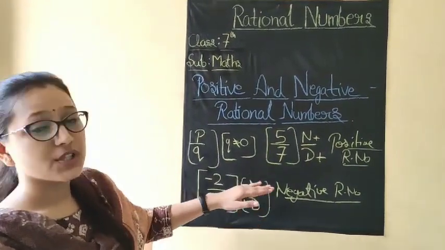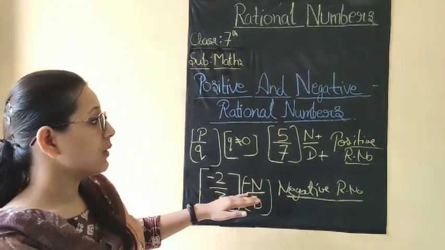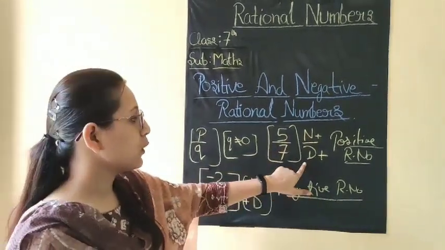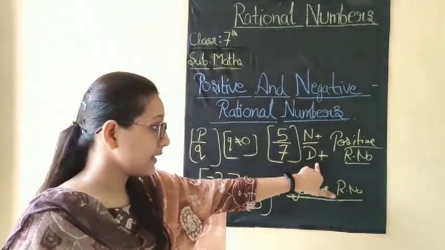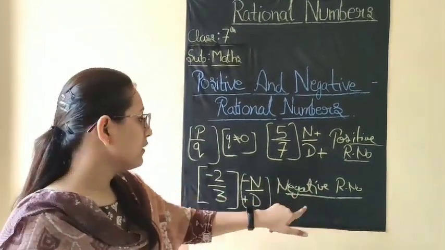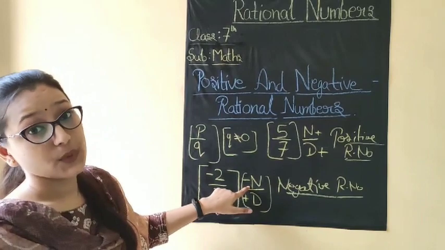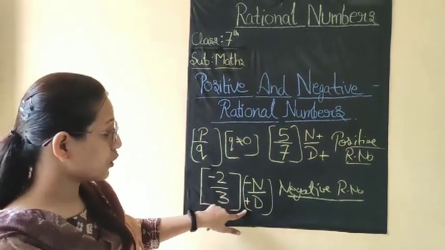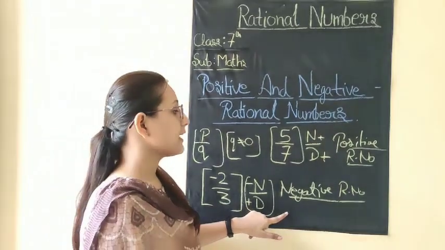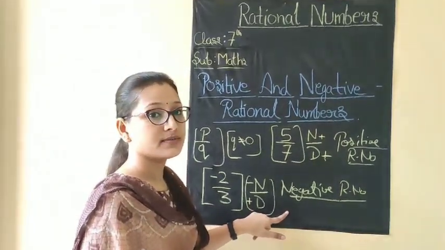So positive rational numbers are those rational numbers which have a positive numerator and a positive denominator. And negative rational numbers are those rational numbers which have a negative numerator but a positive denominator. These types of rational numbers are called negative rational numbers.